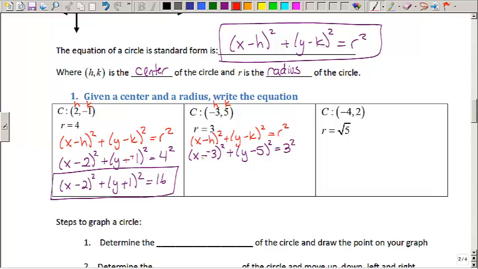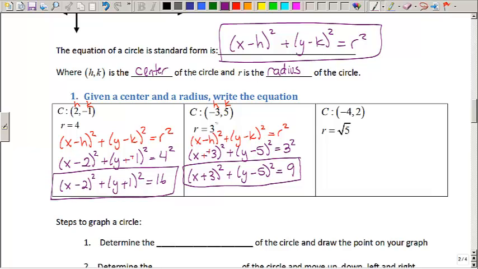When I take the x minus a negative 3, that's really adding a positive 3. So I have x plus 3 squared plus y minus 5 squared equals 3 squared, but 3 squared is 9. And that is my equation of this circle with the center negative 3, 5 and a radius of 3 in the standard form.